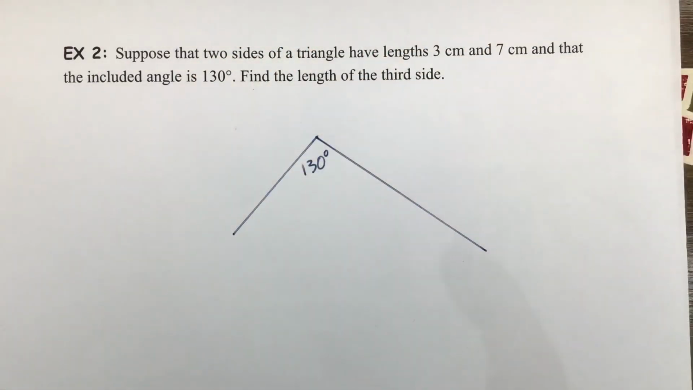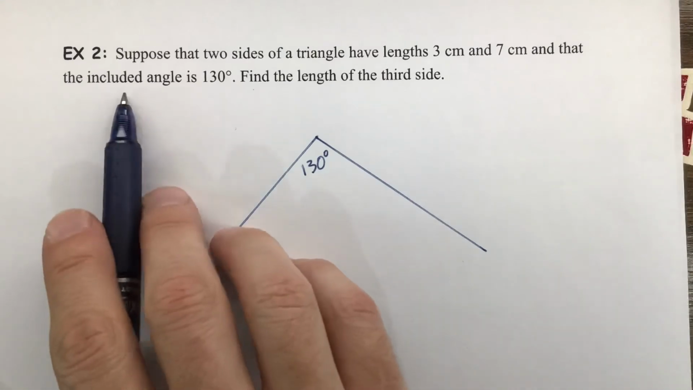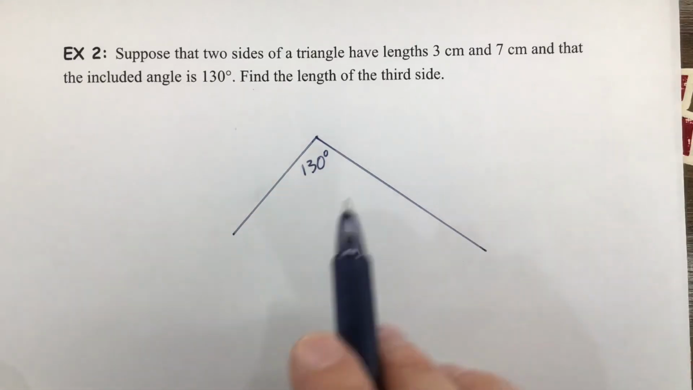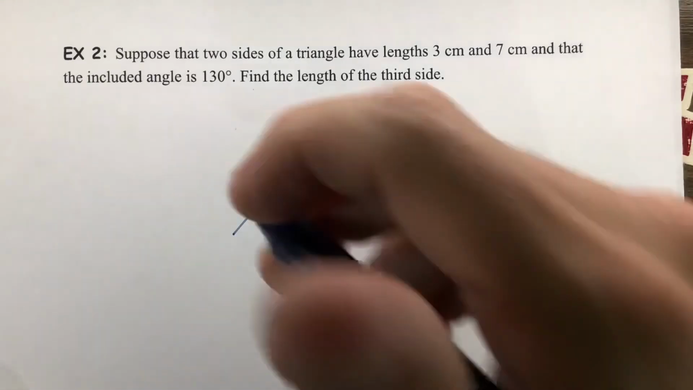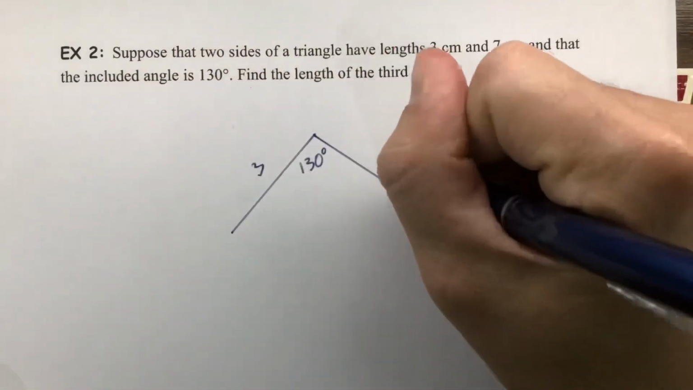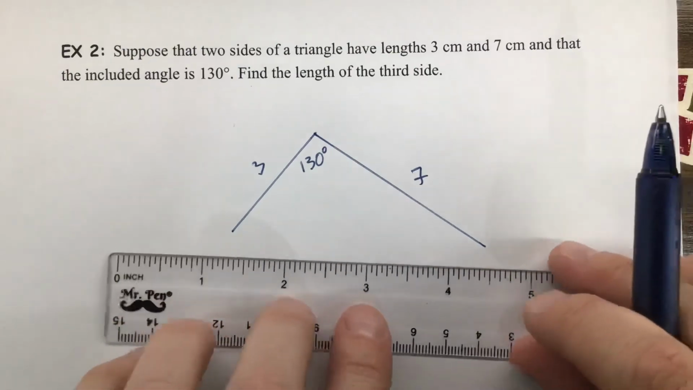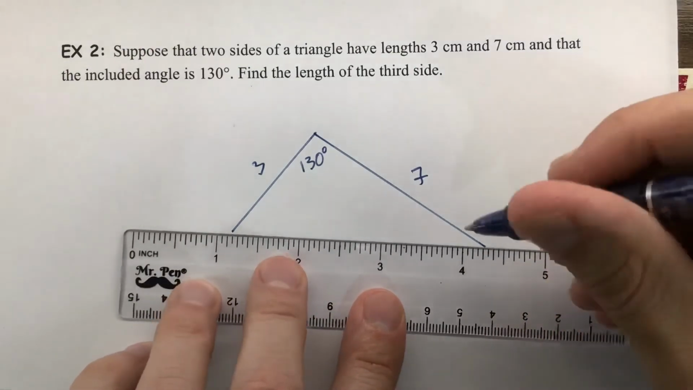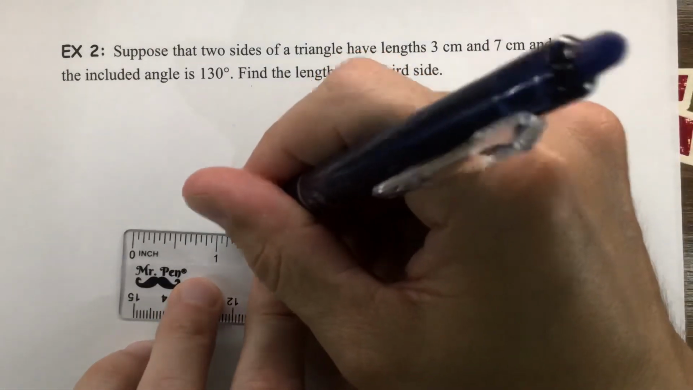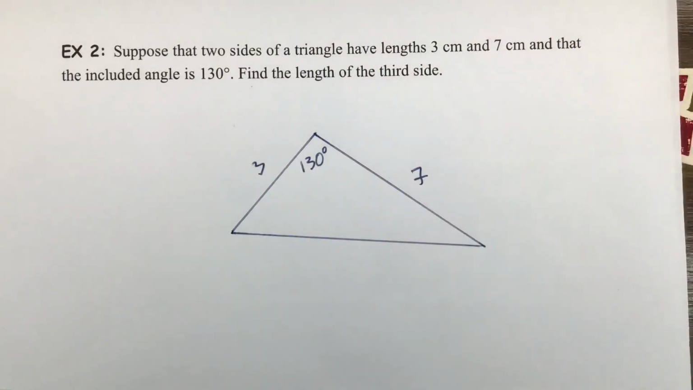All right, so the two sides that are around it, because it mentioned this is an included angle, are 3 and 7. So that'll be 3 and that'll be 7, since I made that one longer. And I'll go ahead and just close this off. All right, so this is your other case. You've got an angle, but you don't know the side across from it, which means you can't do the law of sines. We're going to have to use the law of cosines for this one.